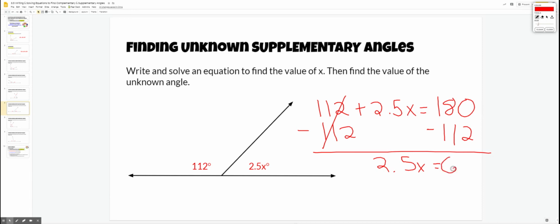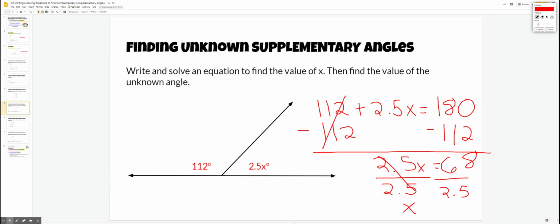You should have gotten 68. What is our last step going to be here? Go ahead and tell me what's our last step here to find x. Good, if you said divide by 2.5, you were correct because multiplying by 2.5 is what we're doing. So the inverse would be to divide. These cancel. X is equal to 68 divided by 2.5.